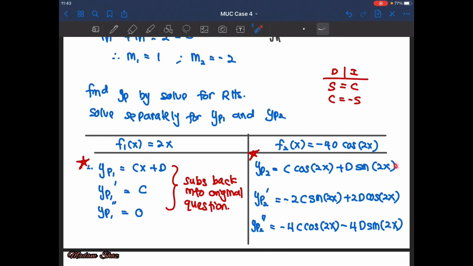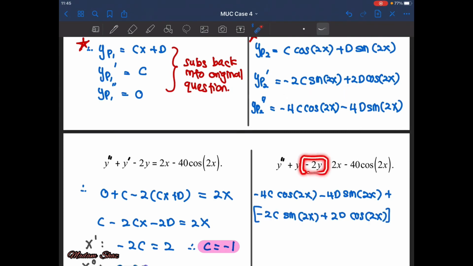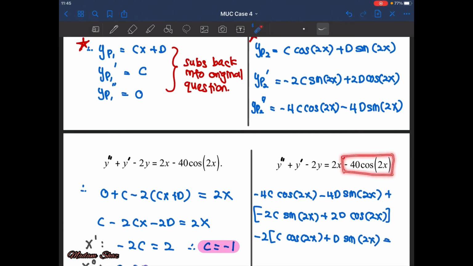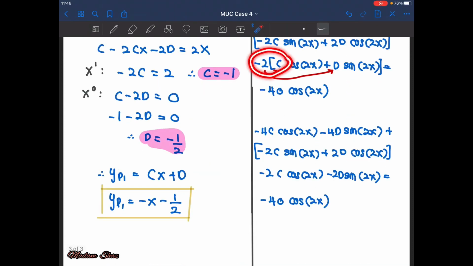The same step, you have to substitute the whole thing into the original question in order to find the value for the constants c and d. Y double prime will become negative 4c cos 2x minus 4d sine 2x, plus y prime will become yp2 prime. So substitute negative 2c sine 2x plus 2d cos 2x, minus 2yp2, minus 2 multiply c cos 2x plus d sine 2x, equal to negative 40 cos 2x. So now you have to expand the left hand side. Negative 2 multiply c will become negative 2c, negative 2 multiply d will become negative 2d.